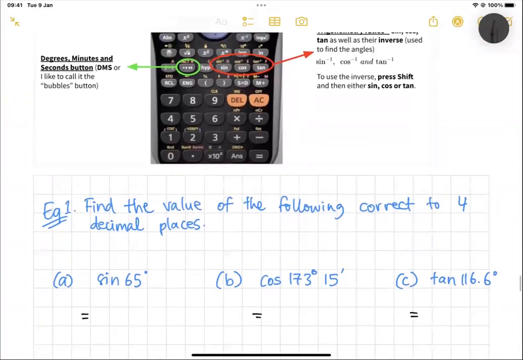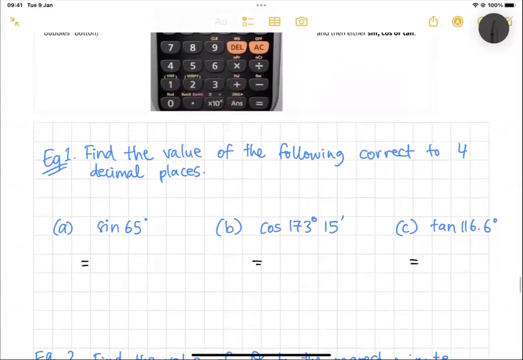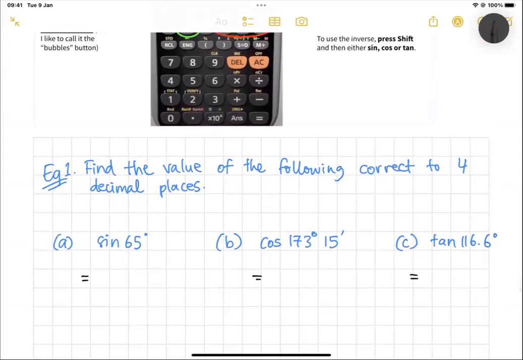Okay, let's go to our example. First example here, find the value of the following correct to 4 decimal places. Pretty easy, these questions, probably the easiest questions that you get in a trigonometry topic. All you do is put into your calculator, you press sine and put 65, press equal, and you should get sin 65 equals 0.9063.